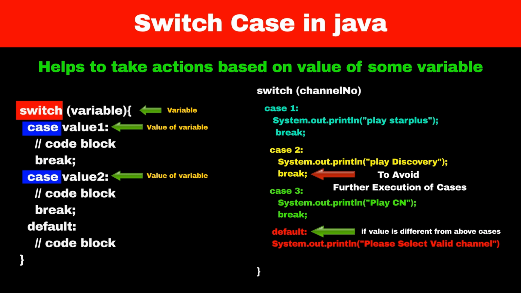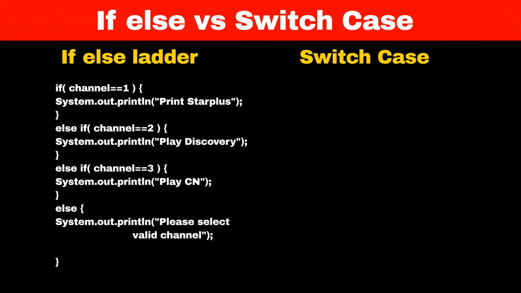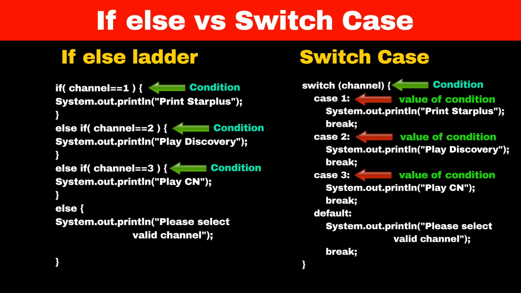Now you might think that we can do the same thing using an if-else statement. Meaning, in the if statement, we will put a condition on the channel number. If the channel number is 1, then we will print play Star Plus. Else if the channel number is 2, then we will print Discovery, and so on. The switch case statement is an alternative to the if-else ladder. So instead of writing conditions in all if-else statements, we write the condition in the switch statement and its values in cases. It makes your code shorter and more readable.